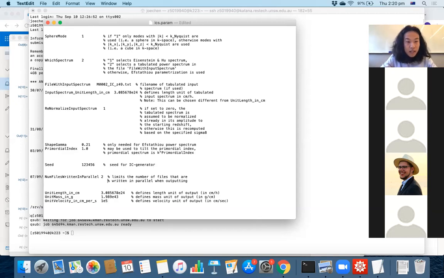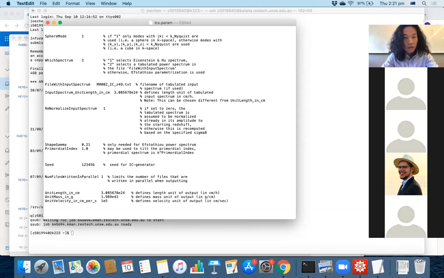And this number of files written in parallel just tells you how many files to write the output snapshot, the binary file, in. Normally, if you have a small enough simulation with like 512 cubed, 100 million or fewer particles, you can get away with doing just one file in parallel and that makes things easier. But if you go up to like 1 billion particles or more, then it complains that there's not enough buffer to write the file. So you have to do more in parallel.